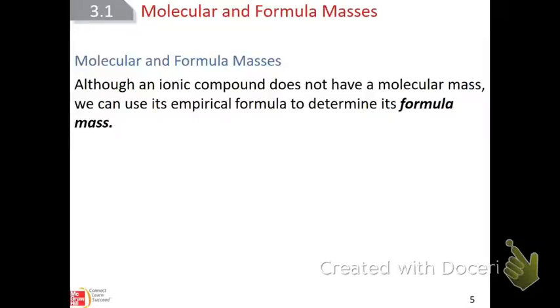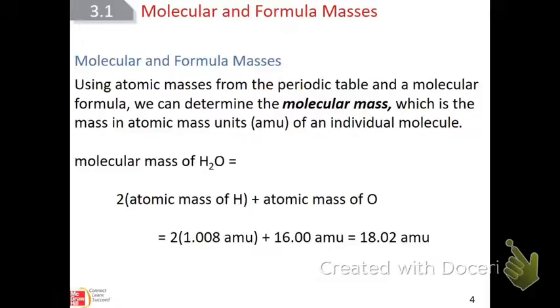I don't know why it did my screen like that. That's where she got the 18.02 from: added those two together. That's how you do it.